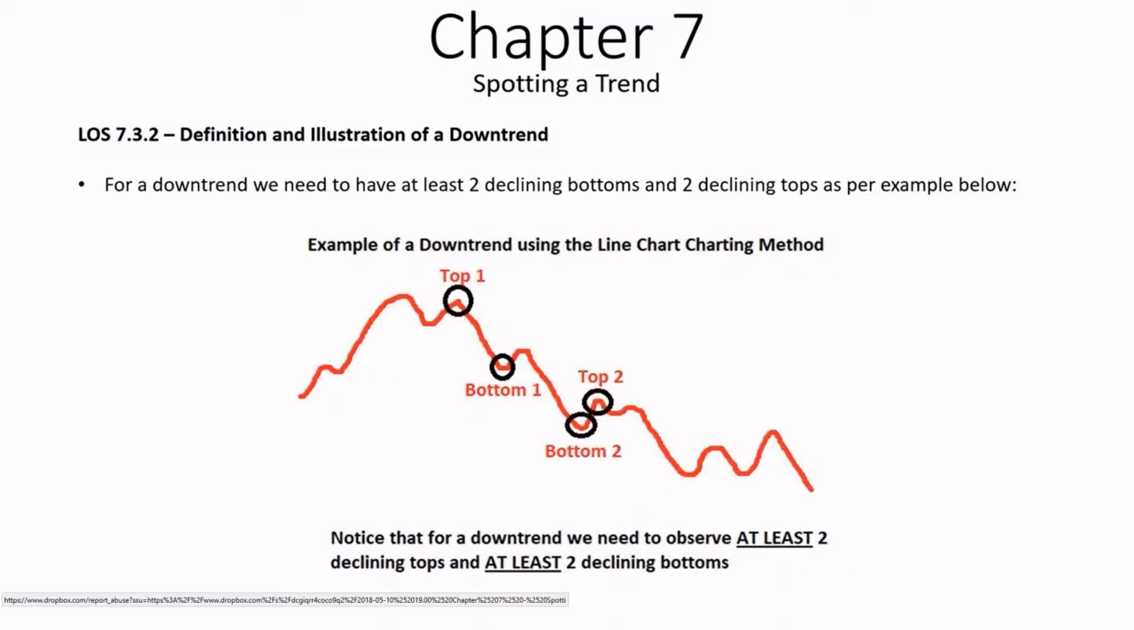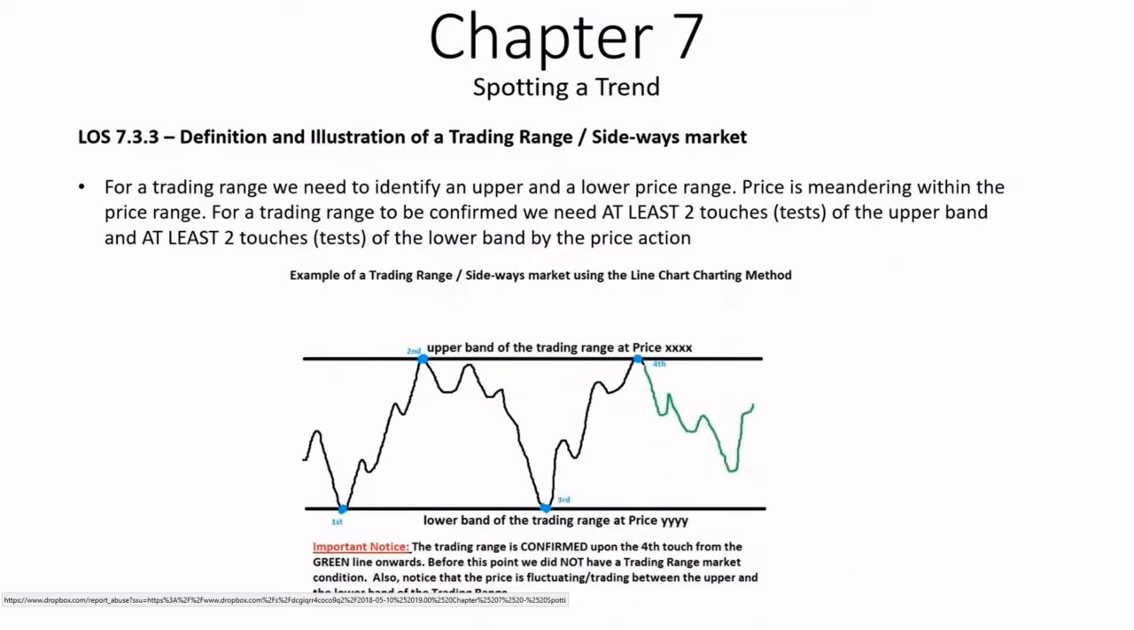Trading range or a sideways market, and be careful to understand this because many traders that I have taught are doing this wrong. First of all, in order to identify a trading range, you need to determine the upper bound of the range and the lower bound of the range. In other words, you need to determine the 2 price levels within which the price is meandering around.